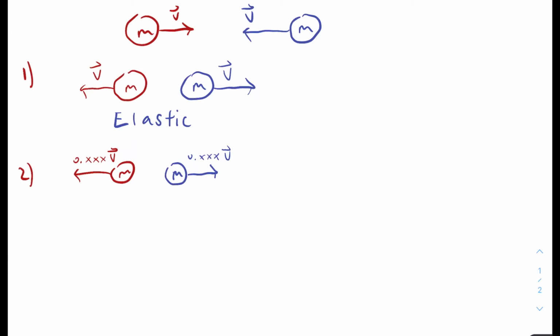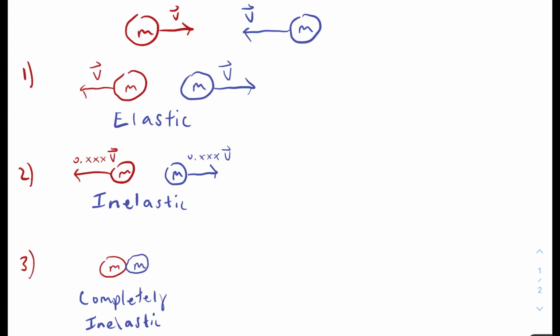The second scenario would be where both of the objects bounce back at a fraction of the original speed. This would be known as an inelastic collision. And finally, the last scenario would be where both of the objects stick together and their velocities both become zero. This would be an example of a completely inelastic collision.